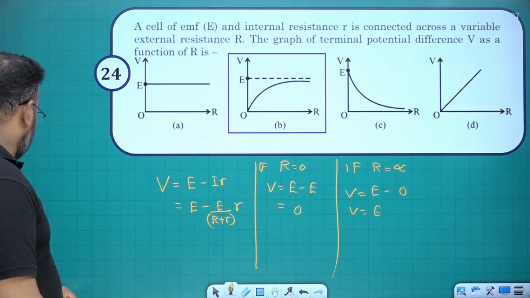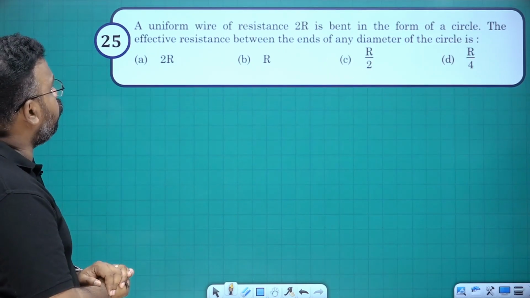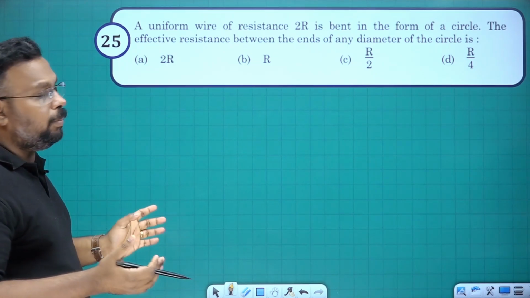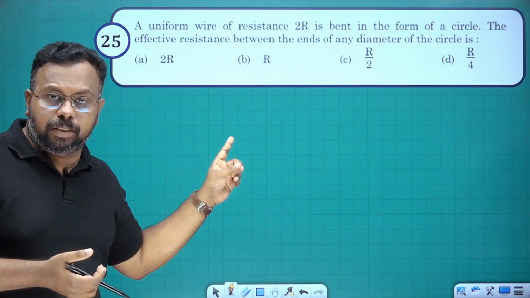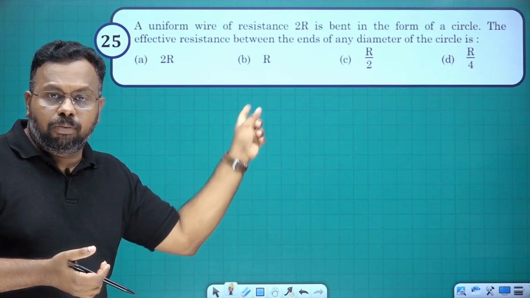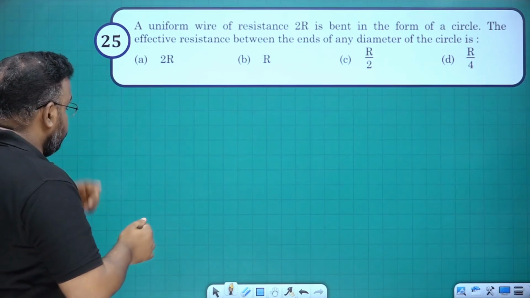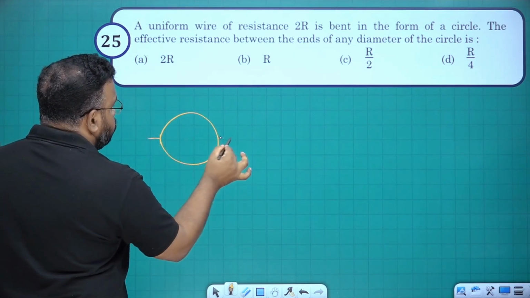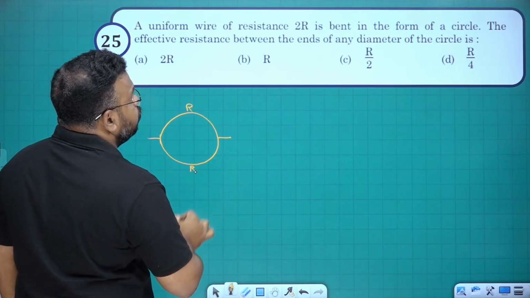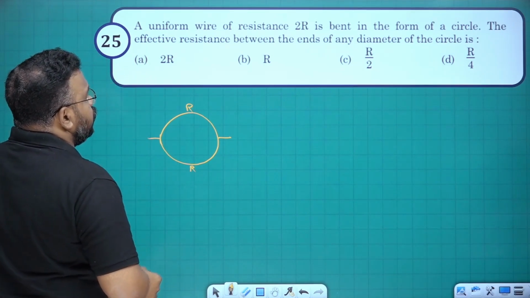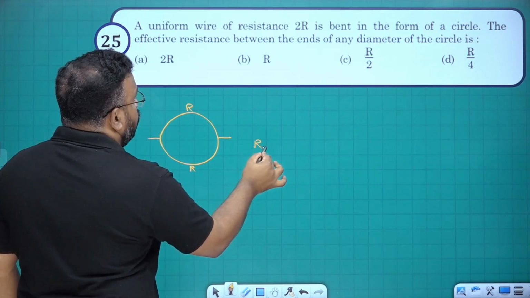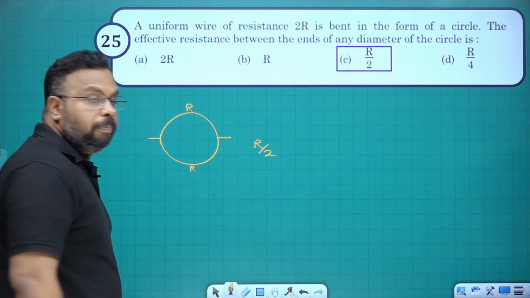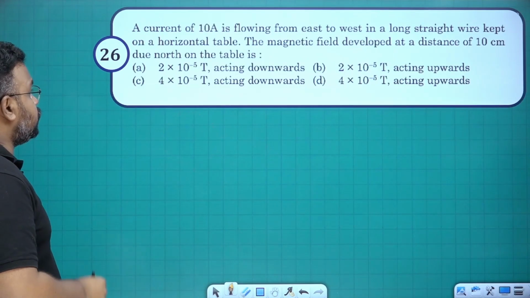Understood? Question number 25. A uniform wire of resistance 2R is bent in the form of a circle. The effective resistance between the ends of any diameter of the circle? Already an identical question is discussed. That 16 ohm wire bent in a circle, one half is 8, other is 8. Here, in the same way, a uniform wire of resistance 2R. So total is 2R. Diametrically opposite points means this will be R and this will be R. Now this R and R are in parallel. So we get R by 2. Effective resistance is half of this, R by 2. Simple.